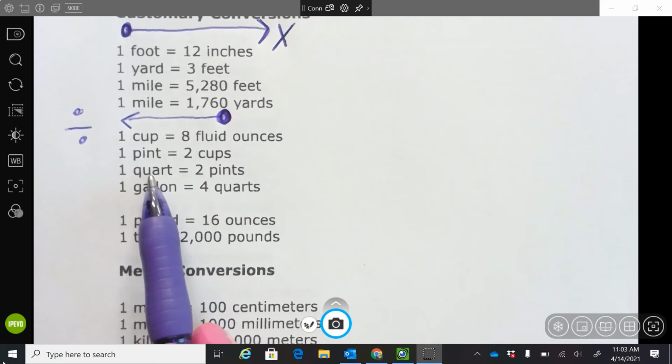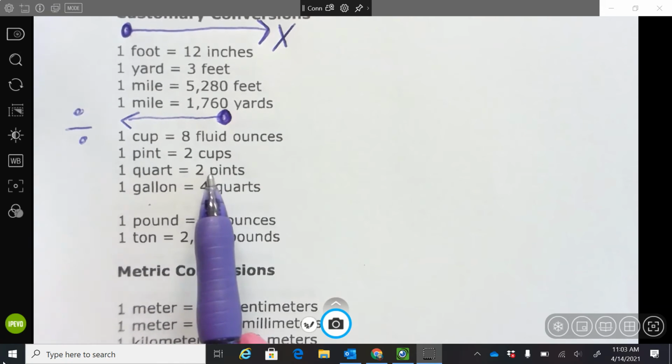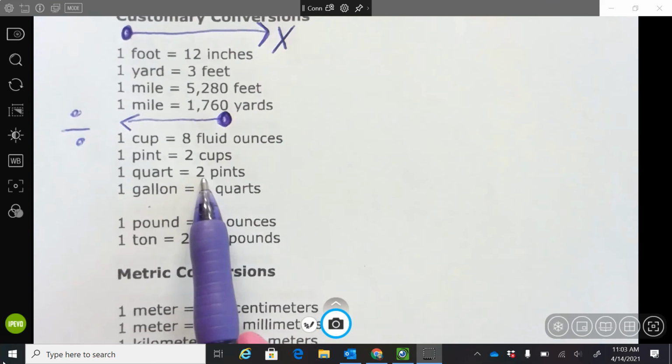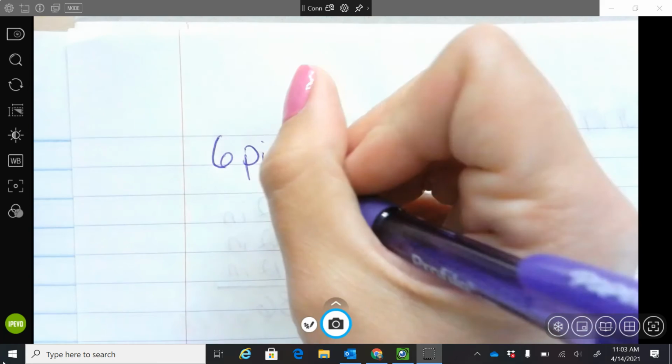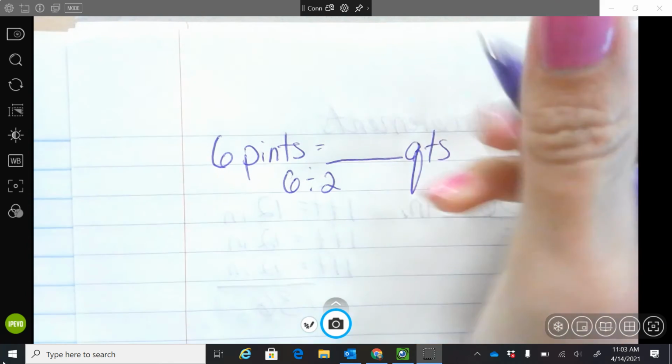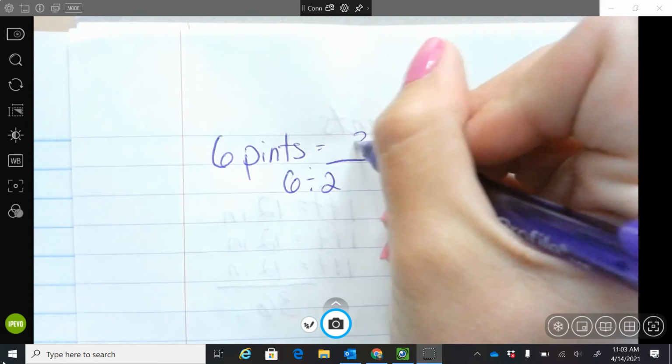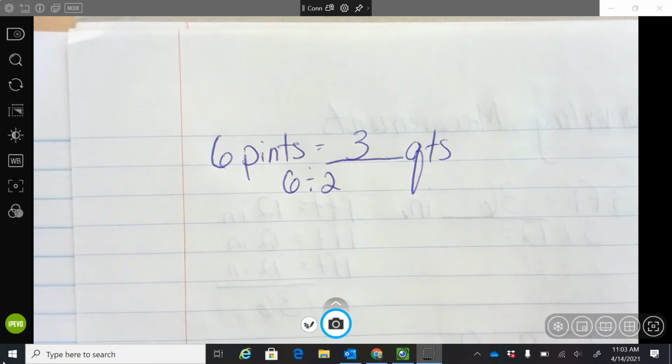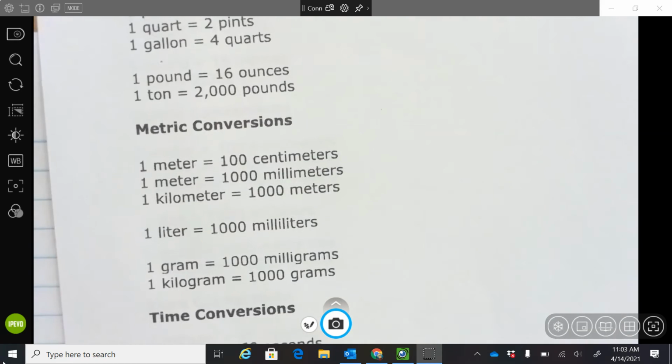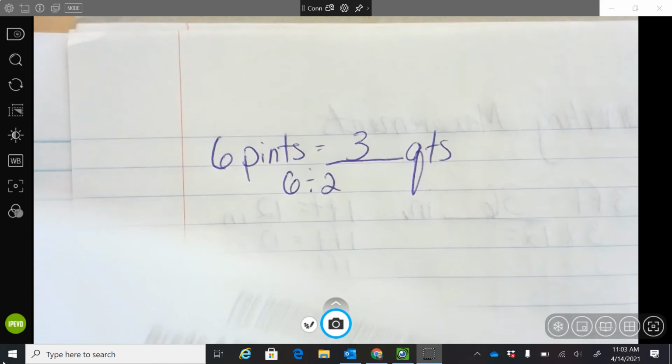Jordan says we're dividing. Do you agree? Yep. So we are dividing 6 divided by 2. How many quarts is that, Noah? 3. And the reason we do 2 is because every quart is 2 pints. Yes. Perfect. What measurement is this? We're on this chart. Gallons, pints, quarts.